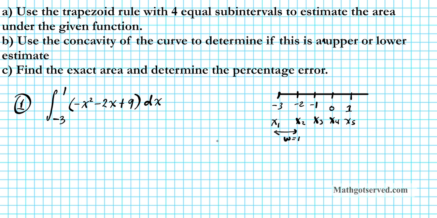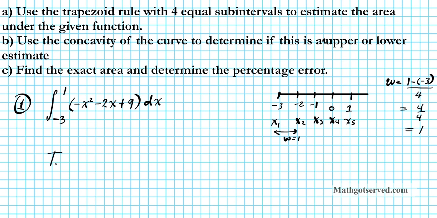All right, so let's go ahead and plug it into the formula. And you remember another way to find the width is also by doing the length of the interval, which is 1 minus -3, divided by the number of subintervals you have, which is 4. And we can clearly see that this is 4 over 4, which equals 1.